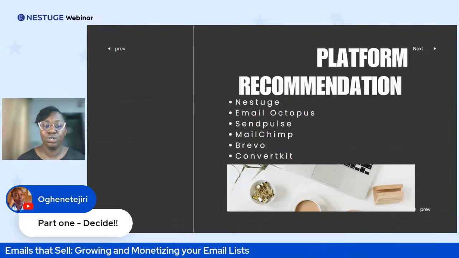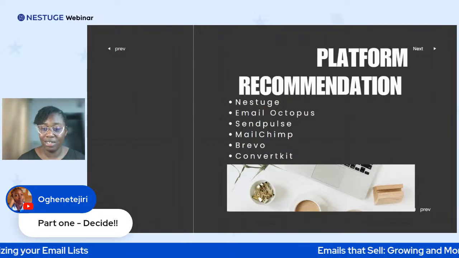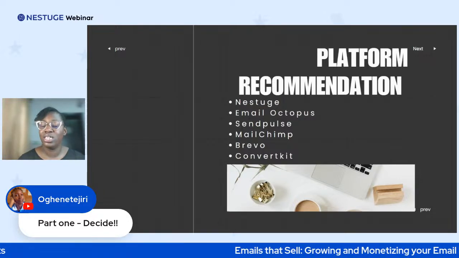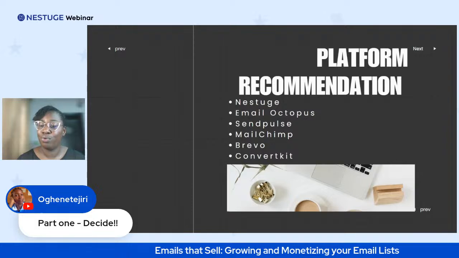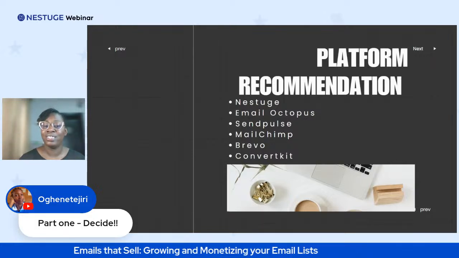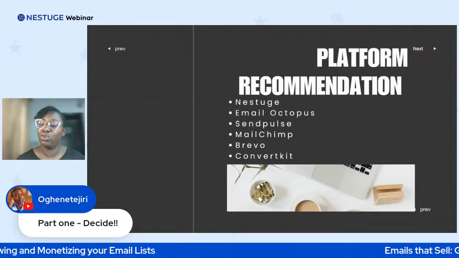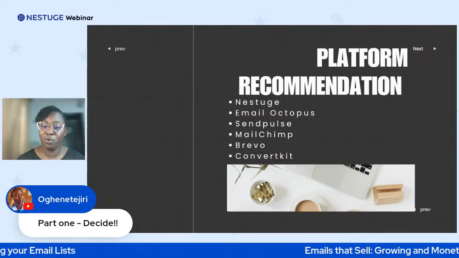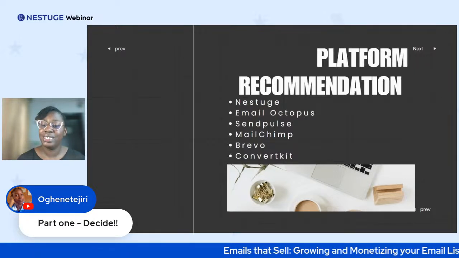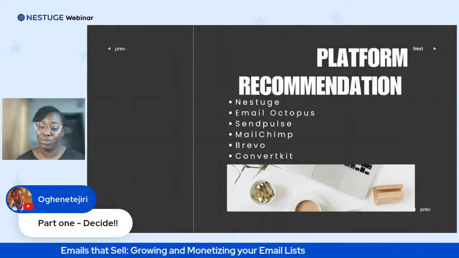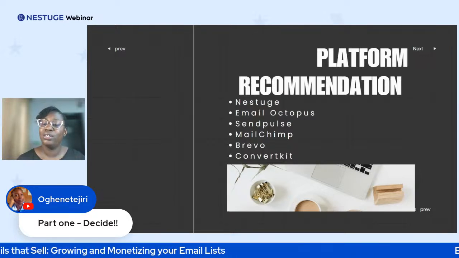Now we see Nestuge. Nestuge allows you to set up your automated emails, and it also allows you to send out your email campaigns and broadcasts to the people who have signed up. Do you know that you can actually deliver your lead magnet through Nestuge? All you need to do is set it up as a free product on your store, get them to sign up for that product, then set up an automated welcome email, right? That will go ahead to welcome these people.